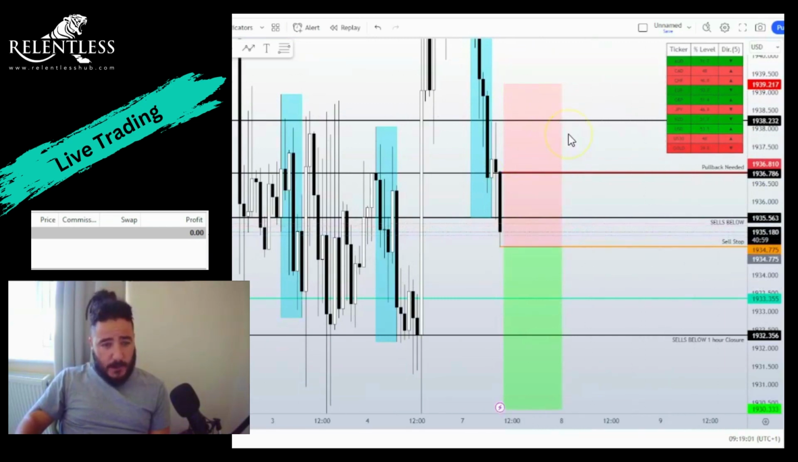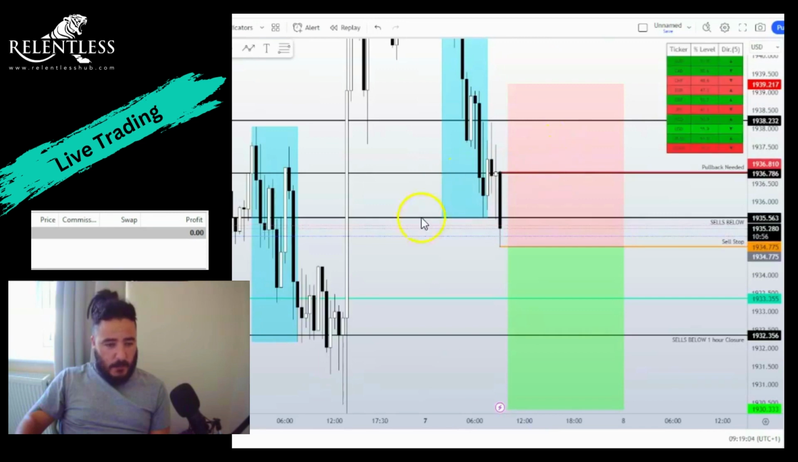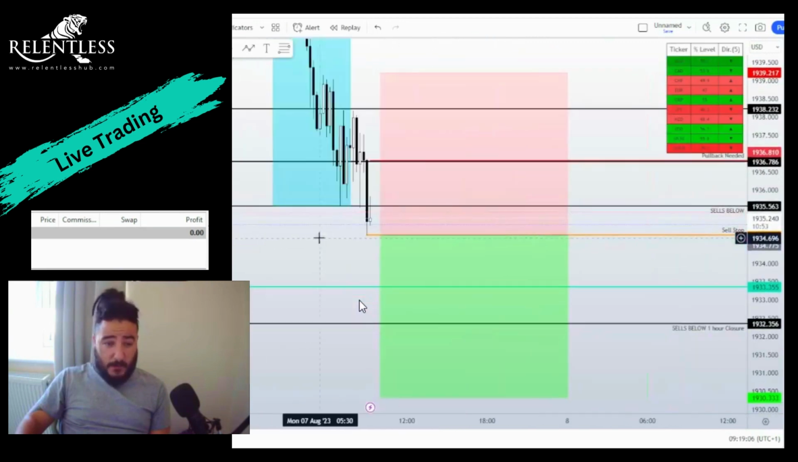It was about 40 pip stops on this at this point. So we were pretty happy with stops. We were pretty safe with it. So all time frames had broke.